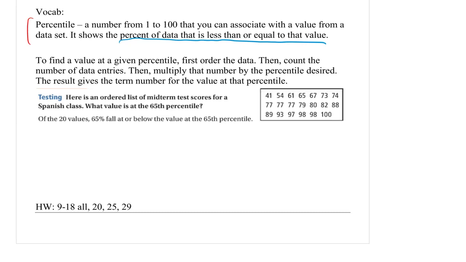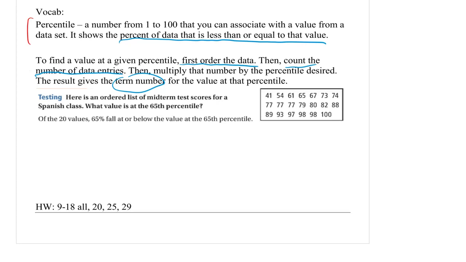Now, to calculate a percentile, the first thing we're going to do is order the data. Put everything in order from least to greatest. That's the best way to do it. Then count the number of data entries. Now multiply the number of data entries that you have by the percentile that you're looking for. And that number that you get as a result will give you the term number for the value at that percentile. It does not give you the percentile, it gives you the term number for the value at that percentile.